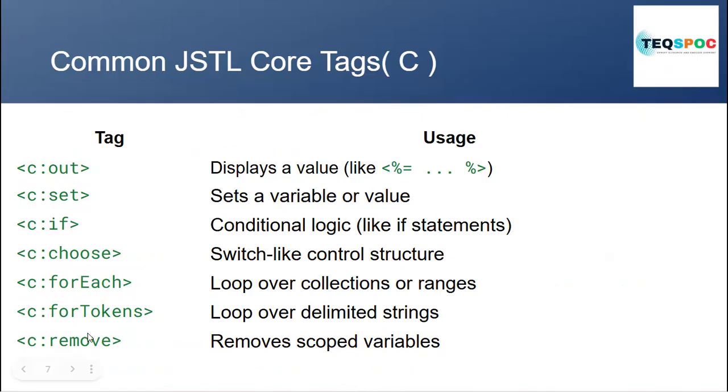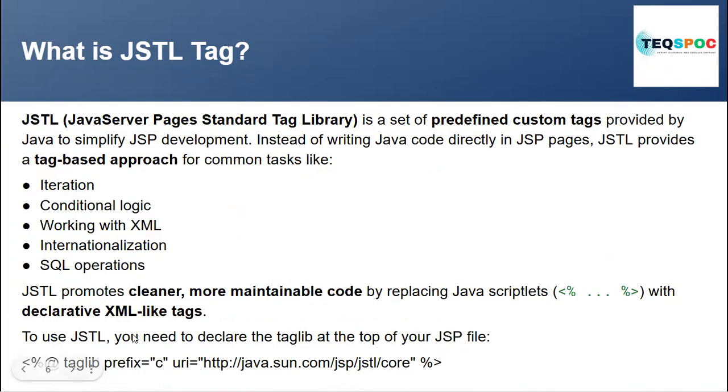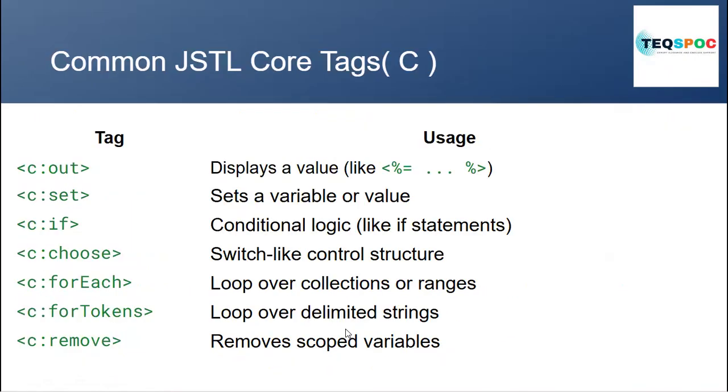These are the different types of tags which we basically use. c:out to display something, c:set to set a variable, if statement, choose, forEach loop, forTokens, remove. So these are the tags we can use. For using JSTL, first we have to import this taglib line in the JSP page. Then after that we can use it.